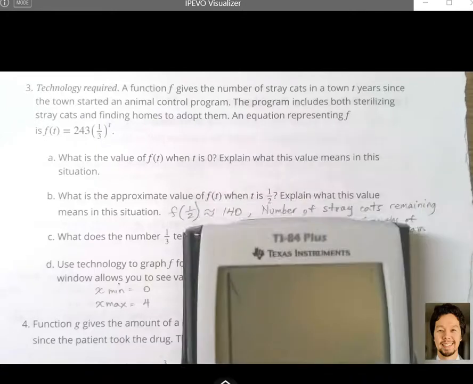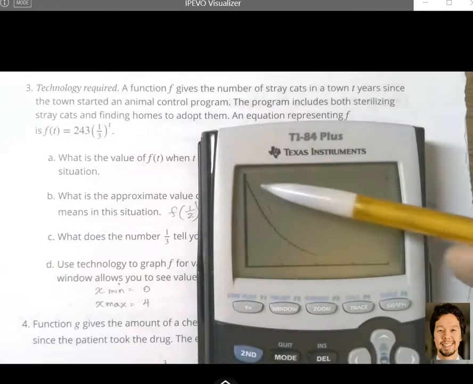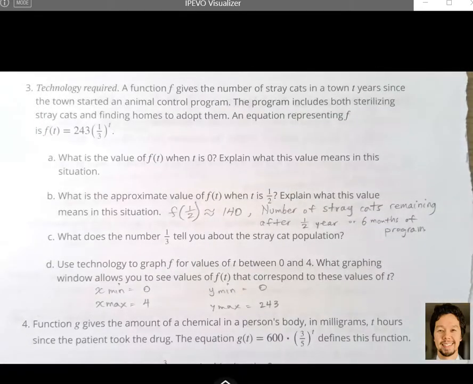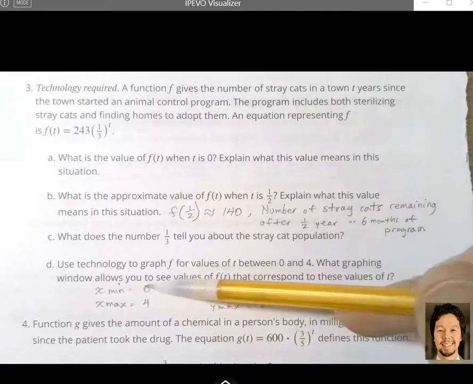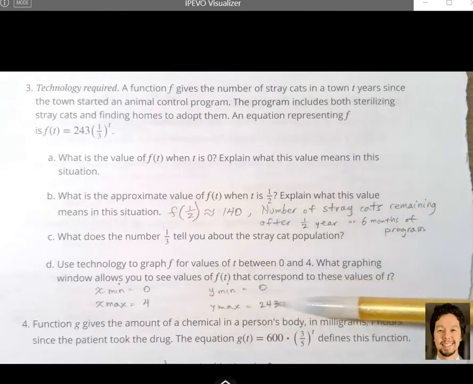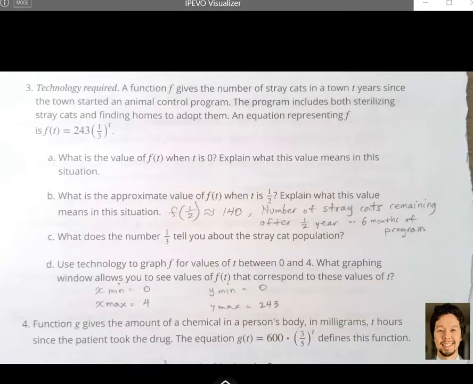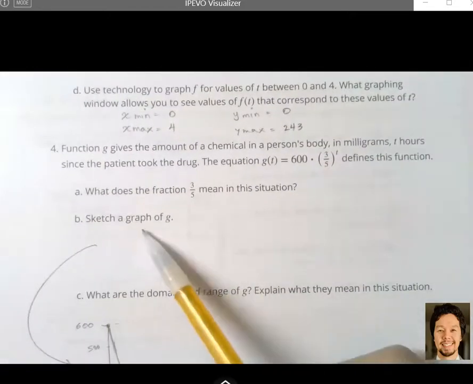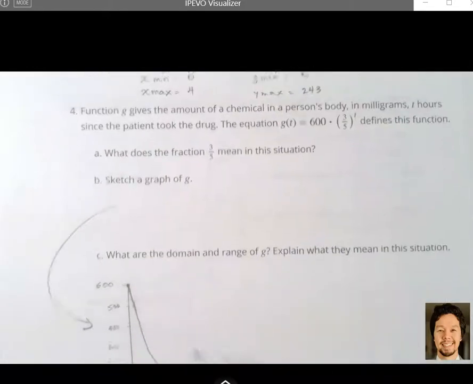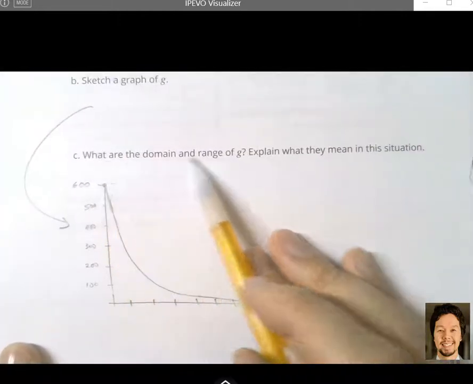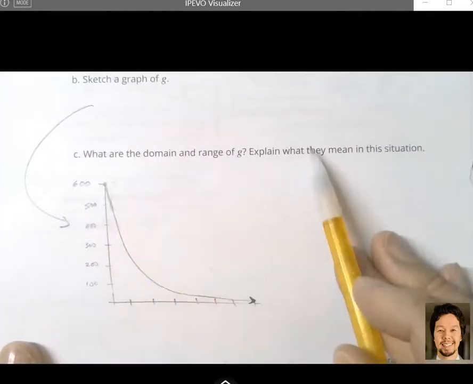Let's graph this. And now we can see the entire graph. It's all in quadrant 1, and that's why these are the window settings. 0, 4, 0, 243 for the X min, X max, Y min, Y max. Number 4. Again, I've sketched the graph for you, and now you can answer the question better using the graph to answer letter C.